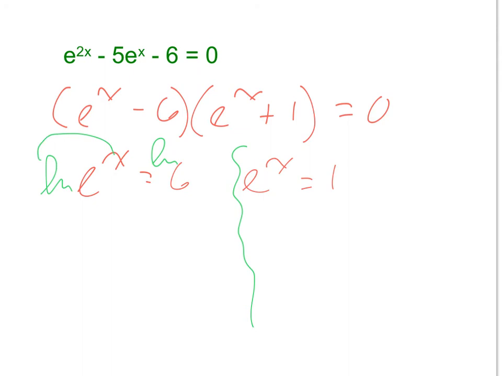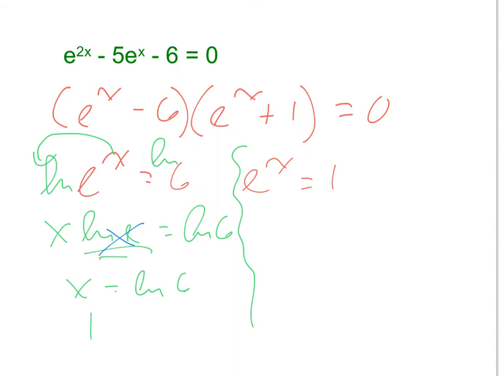Bring the x down in front. So I have x ln e is equal to ln 6. ln e, of course, we know is just 1, so that guy goes away. And I'm going to have x is equal to ln 6. Well, ln 6 is, doing my math here on the calc, 1.792.